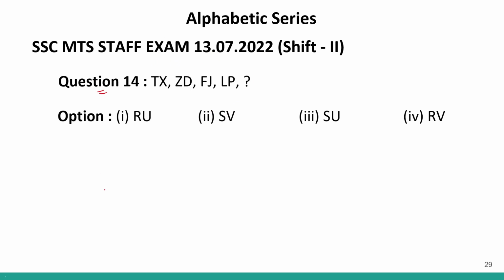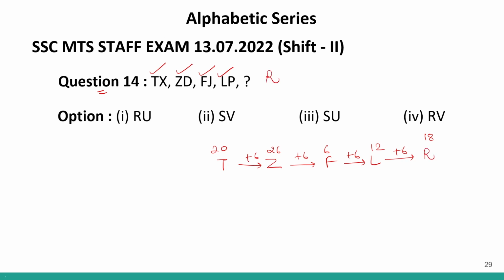Coming to question number 14. So looking at the first one, T, Z, F and L. T is 20, this is 26. This is 6 and L is 12. So clearly this is plus 6, this is also plus 6 and from here to here is also plus 6. So now if I move plus 6, I will get 18th position and at 18th position we have R. So the first element will be R.